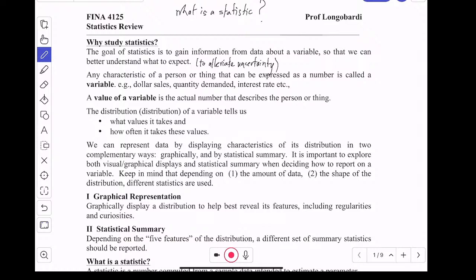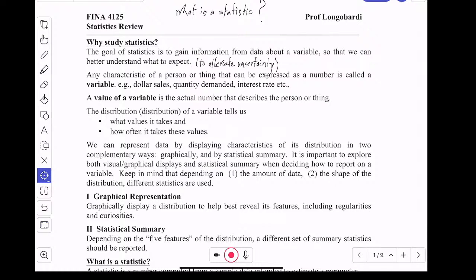So any characteristic of a person or thing that can be expressed as a number is called a variable. So dollar sales, quantity demanded, interest rates, those are all variables. The value of a variable is the actual number that describes the person or the thing.